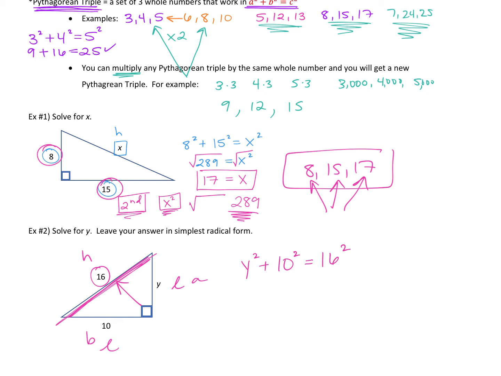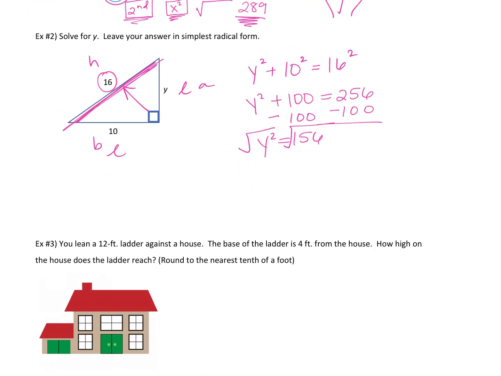So now from here, what you're gonna do is you're gonna simplify. So this is y squared, 10 squared is 100, 16 squared is 256, okay? So we're gonna take away that 100, and we get y squared equals 156. And now we're gonna square root. Okay, so get your calculator out, and I want you to plug in second, and then that x squared key, and then 156, okay? Take a look at that. When you do that, you get a number 12.489996, okay? That is not a perfect square.